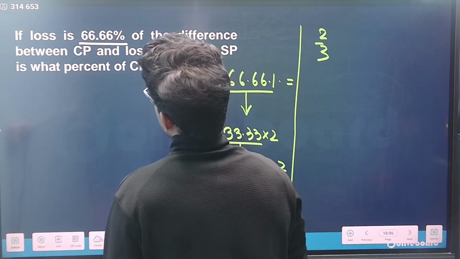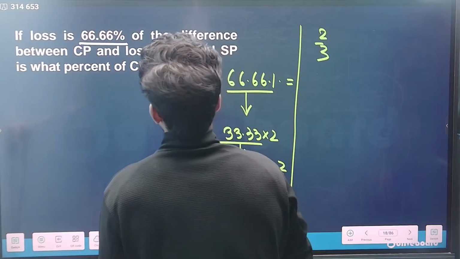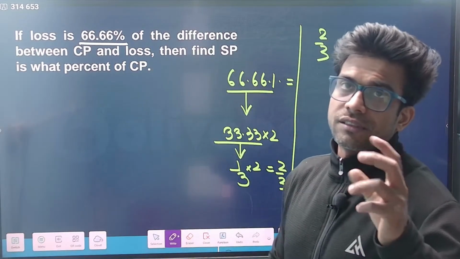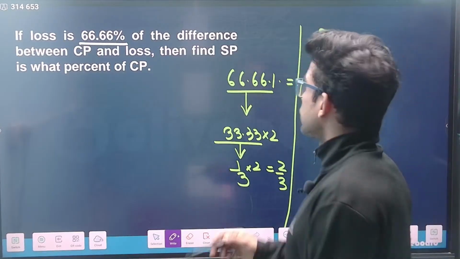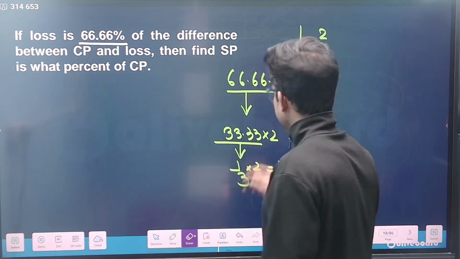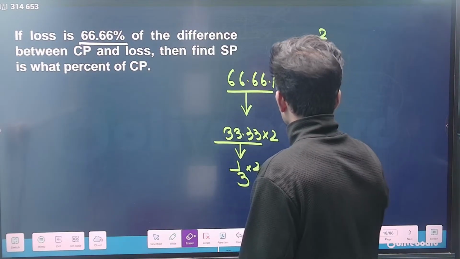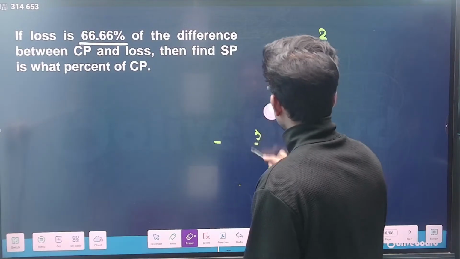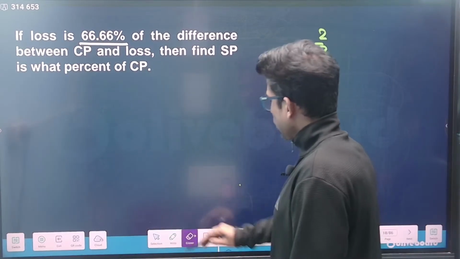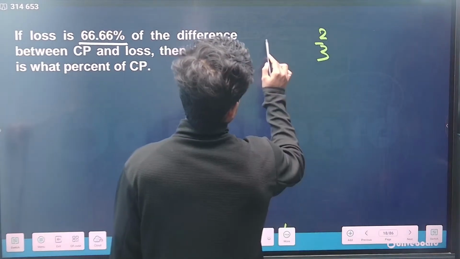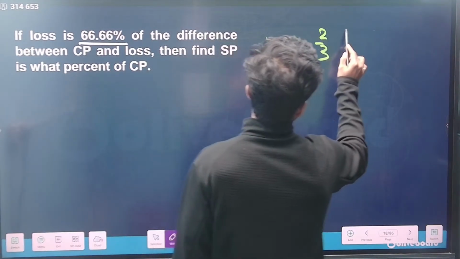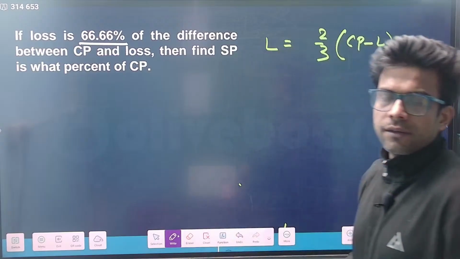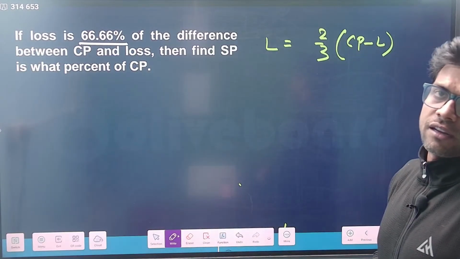The loss is 2 by 3 of the difference between cost price and loss. Now cost price and loss, they are saying. So this is again a language change. So I hope you have done this part. I can say now that your loss is basically 2 by 3 of cost price minus loss. Isn't it? This is said in the question which we are writing down.